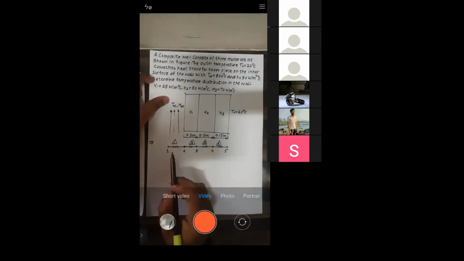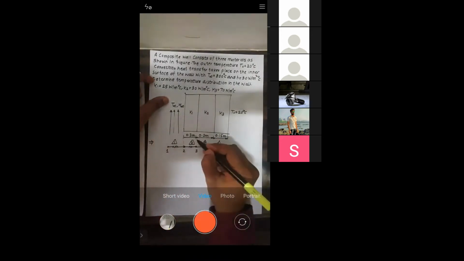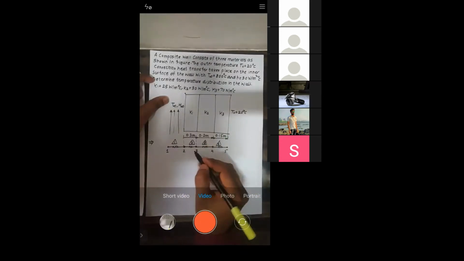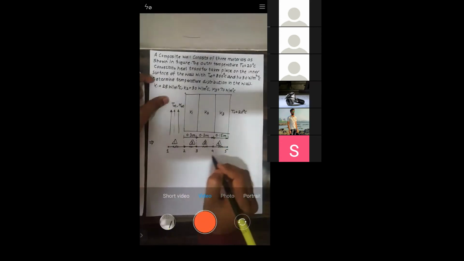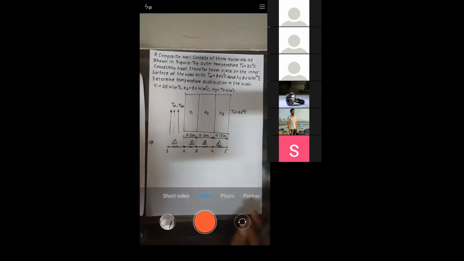You see how the heat transfer will take place from node 1 to node 2 by convection. Yes or no? From node 2 to node 3, conduction. From node 3 to node 4, again conduction. And from node 4 to node 5, again conduction. Is it okay with this one?